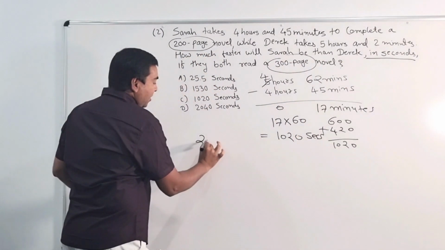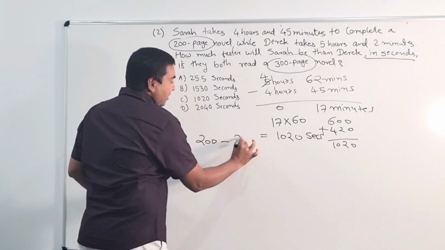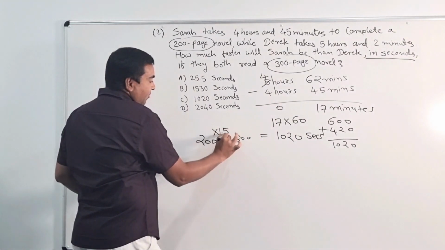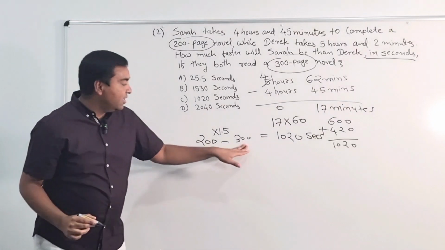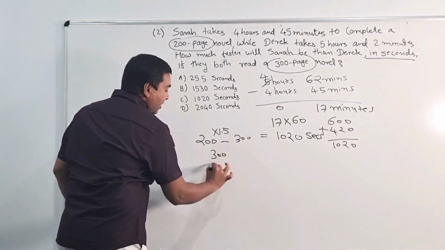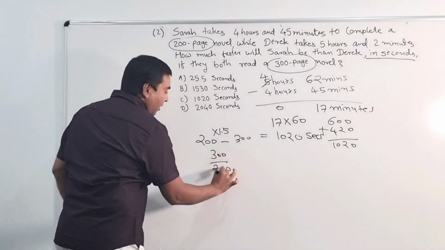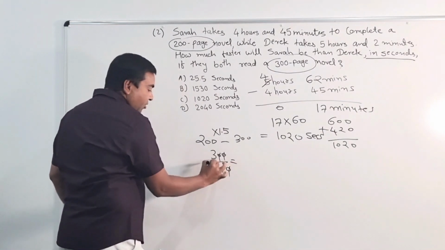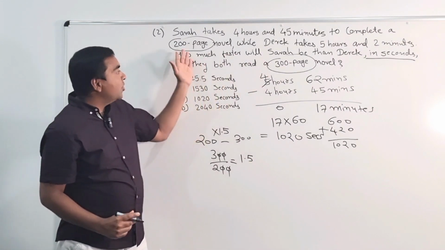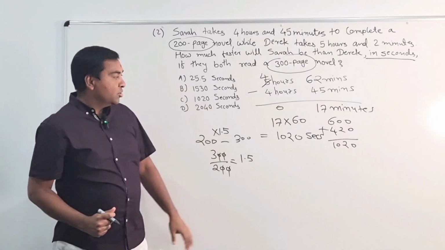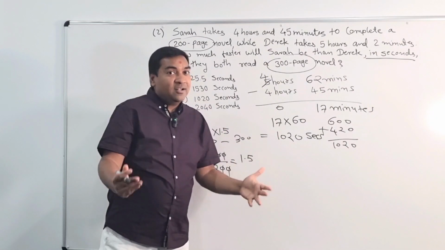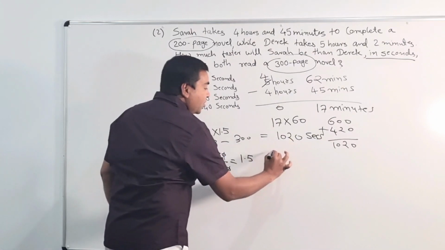So 200 pages and 300 pages. If I want to go from there to there, I have to multiply by 1.5. If I do 300 divided by 200, I get 1.5, that ratio. Both the zeros are cancelled, and 3 over 2 is going to be 1.5. So now the number of pages is 1.5 times more, so their time difference is also going to be 1.5 times more. That's a little bit of a tricky part, guys.